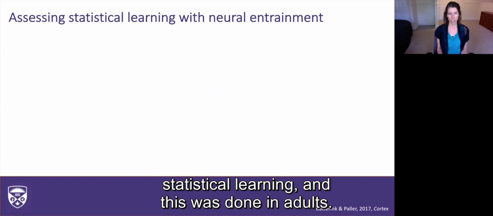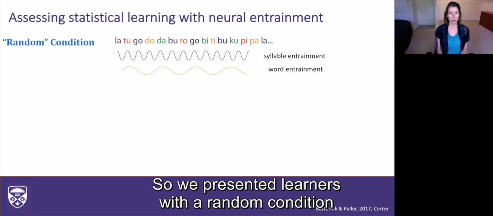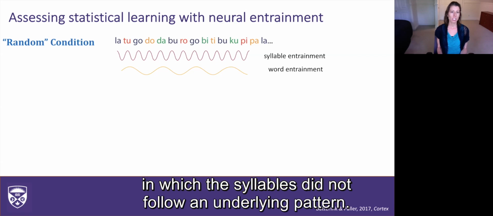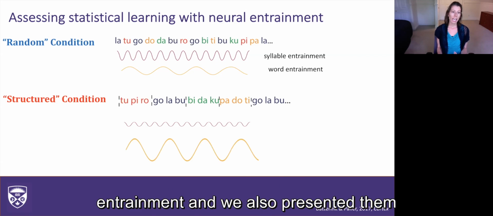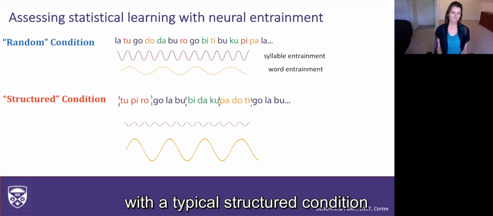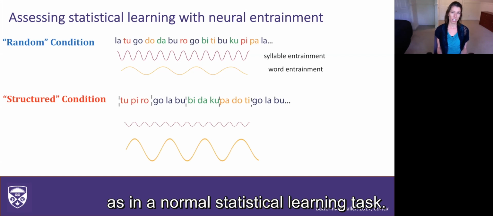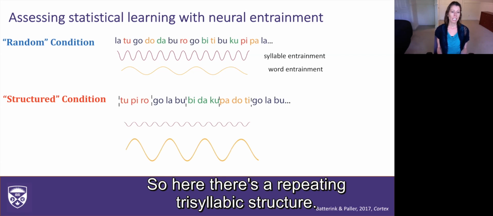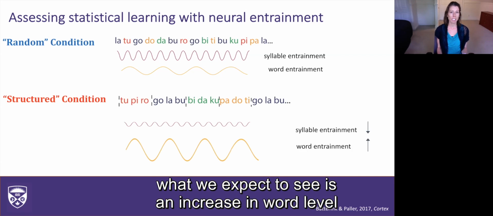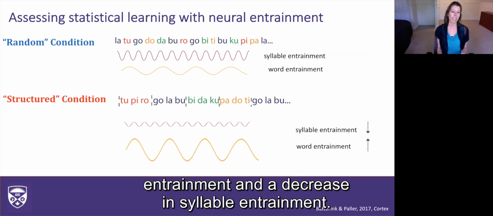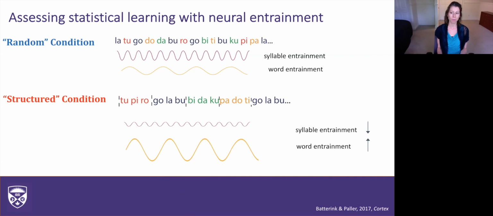So in our first study, we tested whether this method of EEG neural entrainment could be used to assess statistical learning. And this was done in adults. So we presented learners with a random condition in which the syllables did not follow an underlying pattern. Here we expect to see relatively stronger syllable entrainment. And we also presented them with a typical structured condition as in a normal statistical learning task. So here there's a repeating trisyllabic structure. And if they pick up on this structure, what we expect to see is an increase in word level entrainment and a decrease in syllable entrainment.